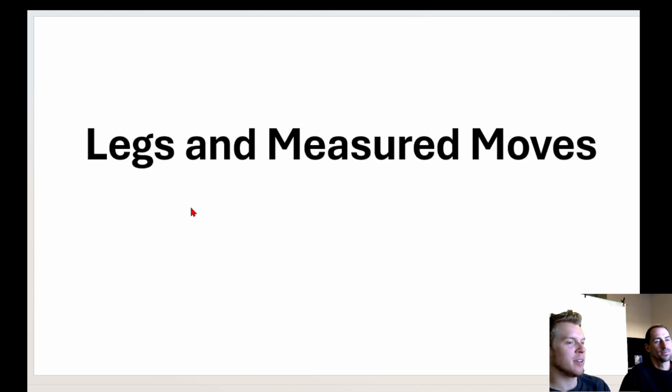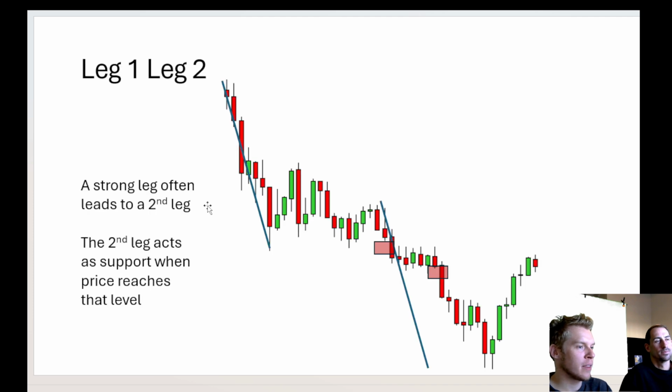So, legs and measured moves. Markets will have strong moves down, and we call that a leg. So this here would be the first leg, and you can see we just drew it from the high to the low of this move. Then there is some sideways movement here. One way you can try to predict how far the market's going to go is by copying this down and then placing it at this pullback. And you can see the market had a leg 1, pullback, leg 2.